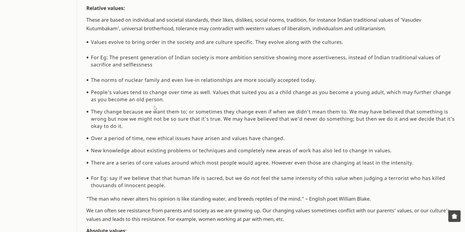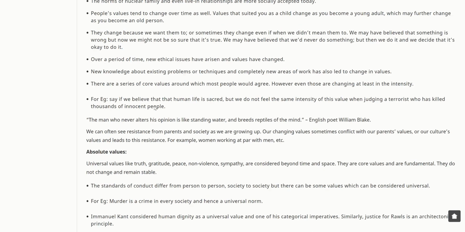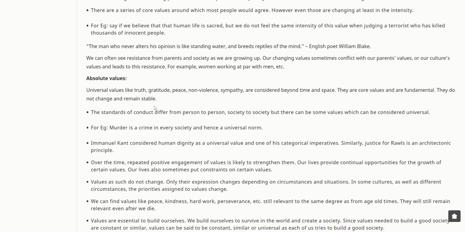There are a series of core values around which most people would agree. However, even those are changing, at least in the intensity. For example, say we believe that human life is sacred, but we do not feel the same intensity of this value when judging a terrorist who has killed thousands of innocent people. The man who never alters his opinion is like standing water and breeds reptiles of the mind, said English poet William Blake.